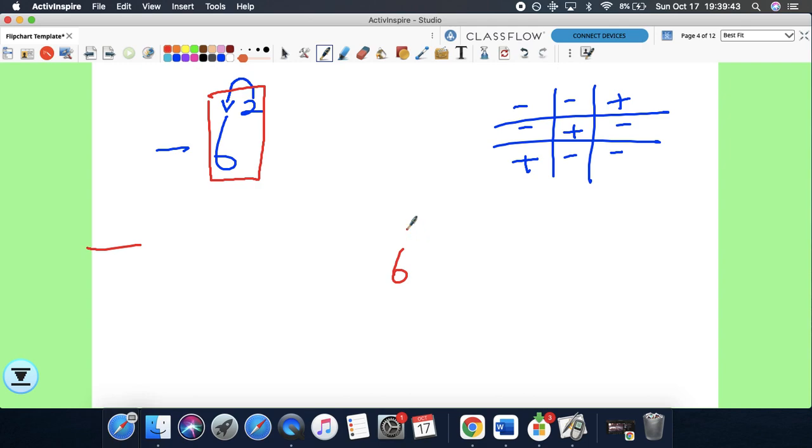6 to the second power is 6 times 6, right? It's a positive times a positive, and 6 times 6 is 36. So now I'm going to change this and bring it over here. But this minus sign was already there, so we're just going to bring it down. So my answer is negative 36. Okay.